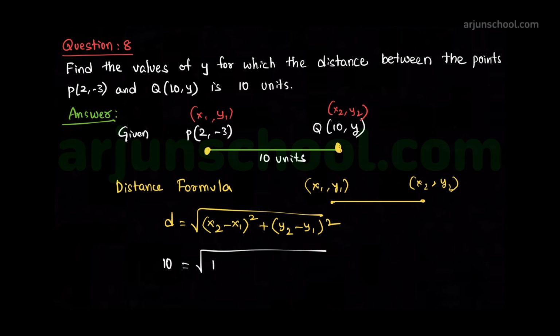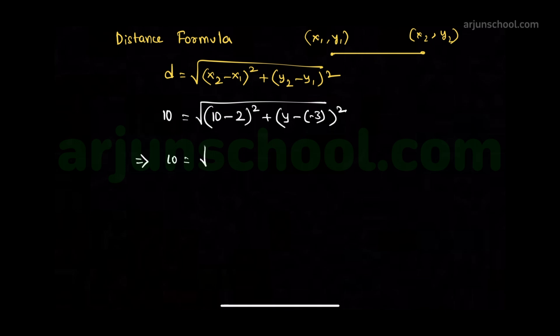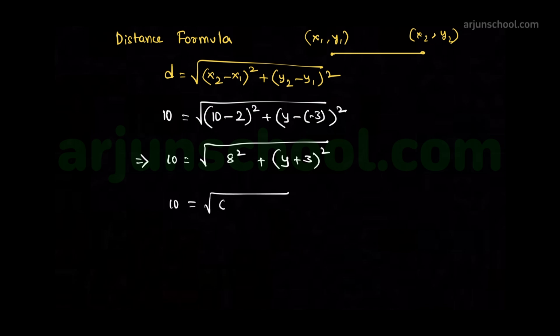10 is equal to root over (x2 is 10 minus x1 is 2) whole square plus (y2 is y minus y1 is minus 3) whole square. That implies 10 is equal to root over (10 minus 2 is 8) square plus (y minus of minus 3 is y plus 3) whole square. That implies 10 is equal to root over 64 plus (y plus 3) whole square.